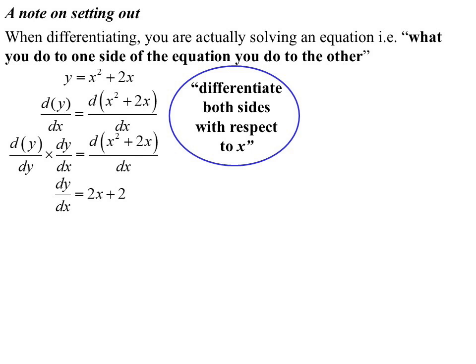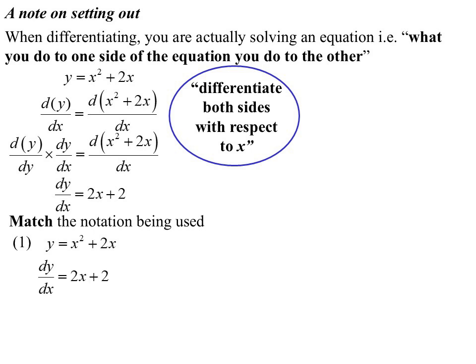You still, what you do to one side, you do to the other. But this idea is quite important, and we'll see that later when we look at implicit differentiation and things like that. The notation itself, in your setting out, should match. In other words, if they tell me y equals x squared plus 2x, then the notation I will use for the gradient function is dy/dx. I match the notation. Or I suppose I could have used y dash.